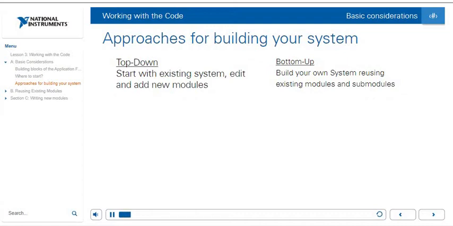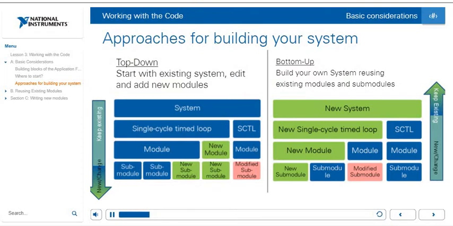The answers to these questions manifest themselves in two primary approaches for building your system. The first is what we call top-down, in which you start with the existing system and edit specific modules or add new modules. In this case, you're reusing most of the existing application framework, but you're making some changes or implementing some new blocks. The other approach is what we call bottom-up, in which you build your own system by reusing existing modules and submodules.